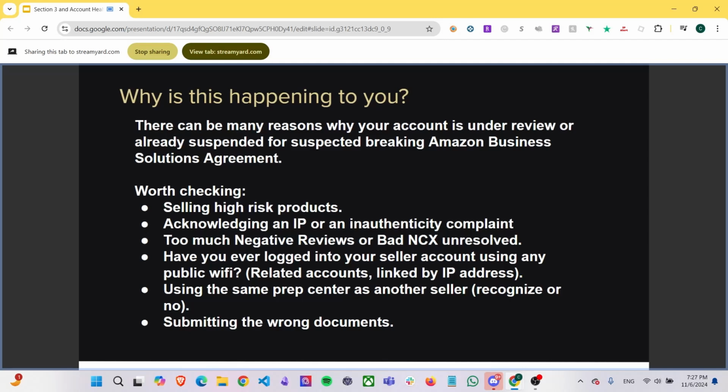And the third one here is if you have too many negative reviews, such as you're selling mismatched products to customers, and they give you negative reviews. They receive something not as described. It happens all the time. And the bad NCX unresolved.